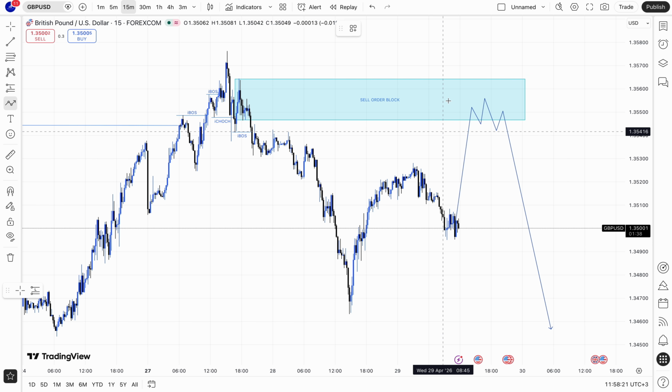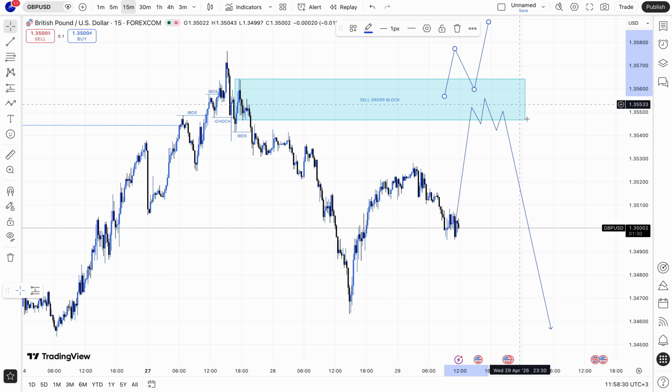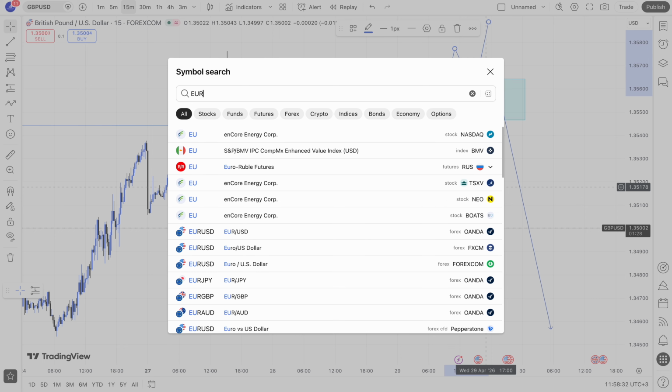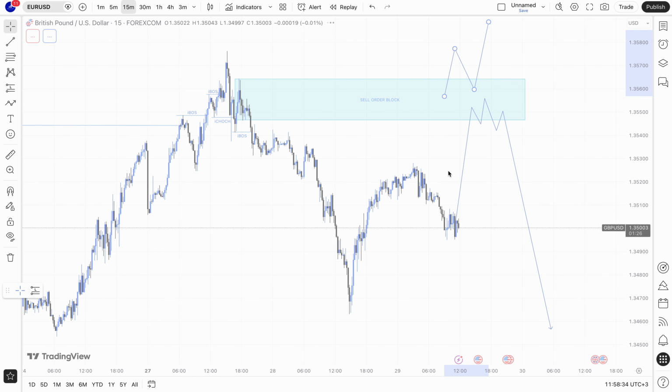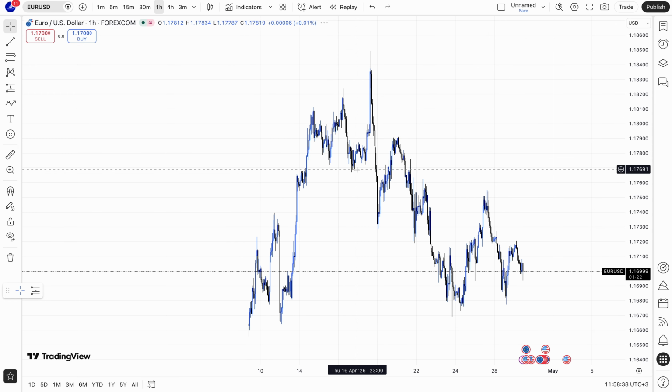Then scenario number two, if the price respects this sell order block, then it will turn into our buy breaker block. Then you just wait for the break, then we look for any continuation to the upside. Then EU, very simple and clean price action.